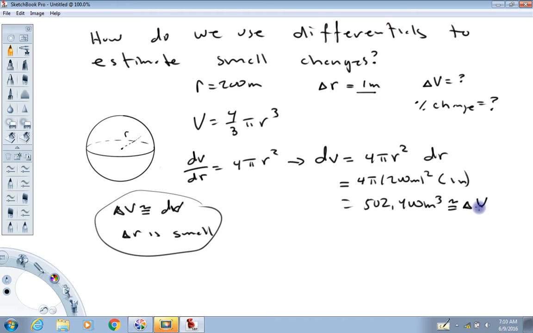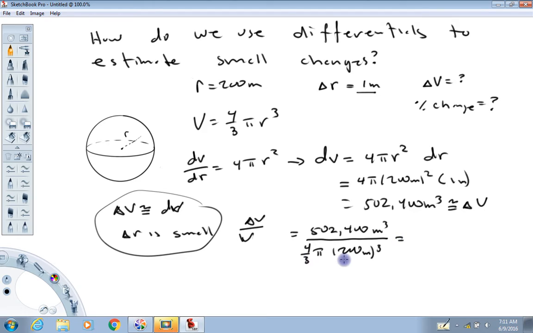Now, sometimes questions like this ask about percent changes in volume. The percent difference we would get by taking our change in volume, dividing by our starting volume, and multiplying it by 100%. So in this example, that's going to be 502,400 cubic meters, there's our change in volume. I'm going to divide that by our original volume. Now, I don't have a number sitting on the page for that, but I can just calculate it: 4/3 pi times 200 meters cubed.